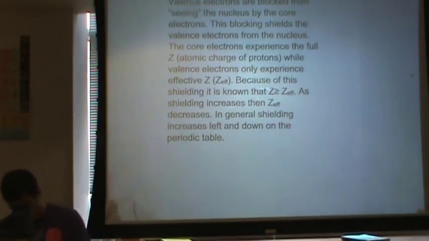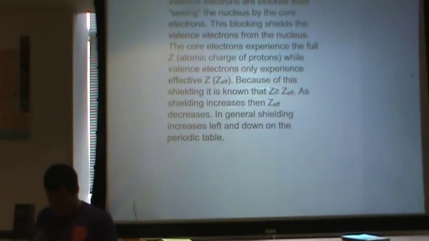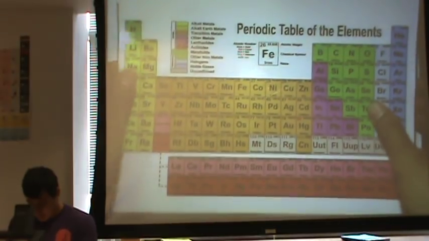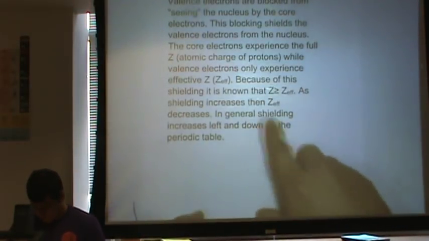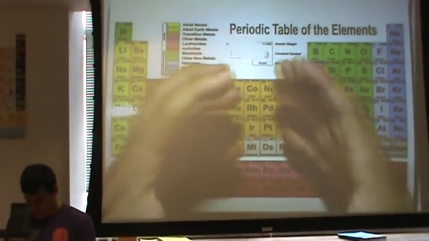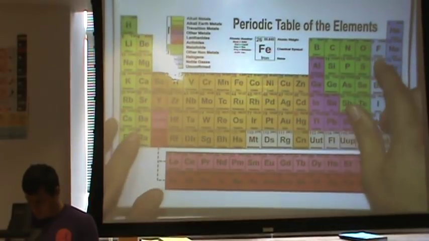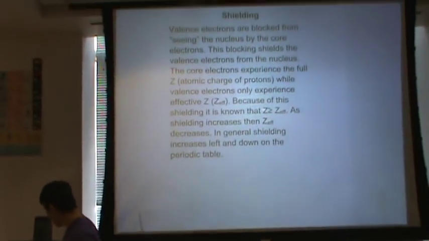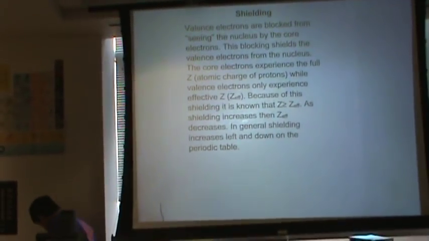In general, shielding increases left and down on the periodic table. And I'm going to make a nice little slide of this later in the class that shows all these trends. So as you go left and down the periodic table, our shielding increases. So elements are more shielded because of their Z effective. So that's going to be this direction right here. And this affects our atomic size.